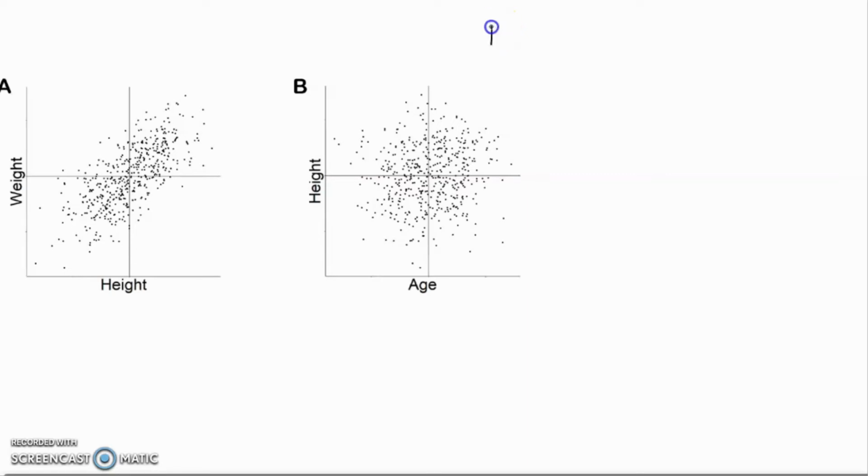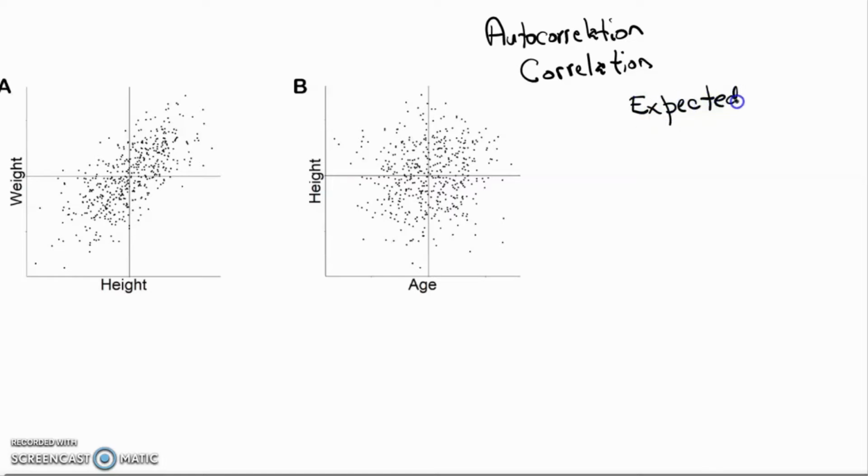The topic of this video is autocorrelation. But before diving into that, let's just think about simple correlation. And I want to go over this in what might be a slightly different way than what you've seen before, in that I'm going to focus on, in defining the concept of correlation, this idea of expected value.